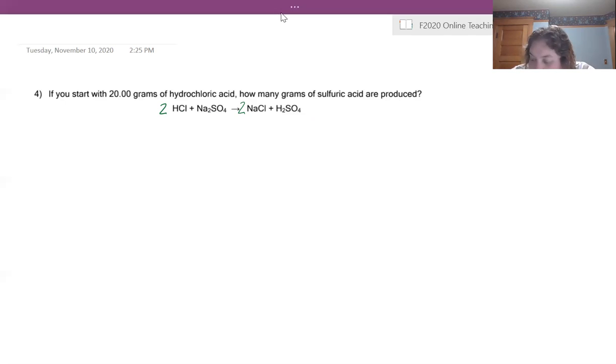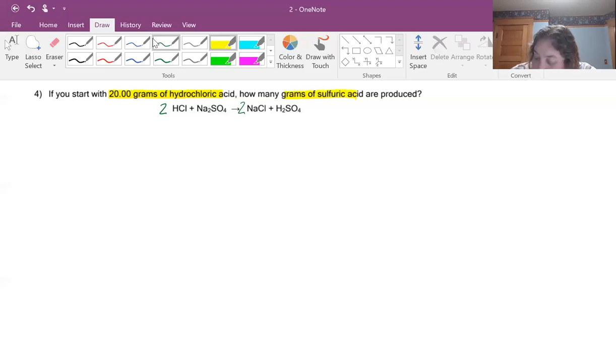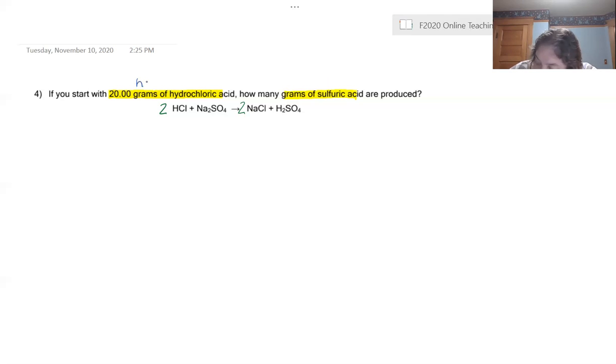When I look at these reactions, I always like to think about what do I have information about and what am I looking for information about. So my question tells me I have 20 grams of HCl and I'm trying to find grams of sulfuric acid. So there's what I have, and there's what I need. So let's try to make a plan to see how I can get from what I have to what I need.